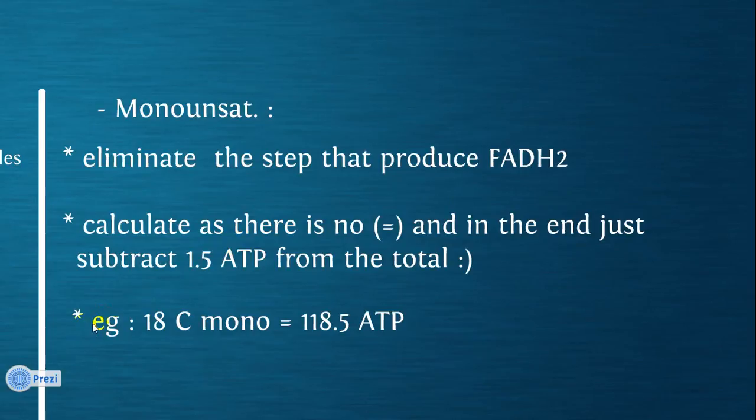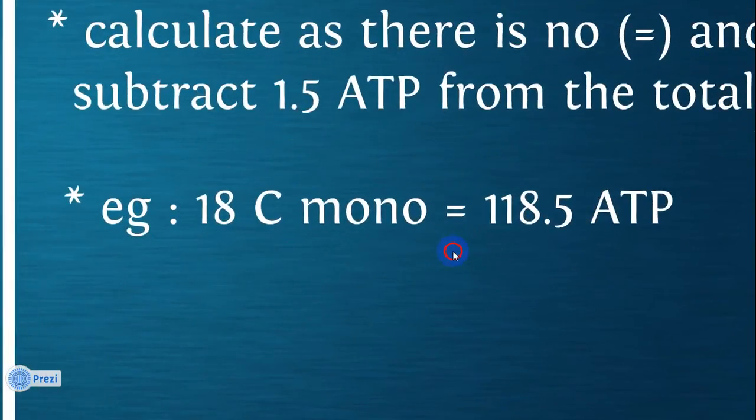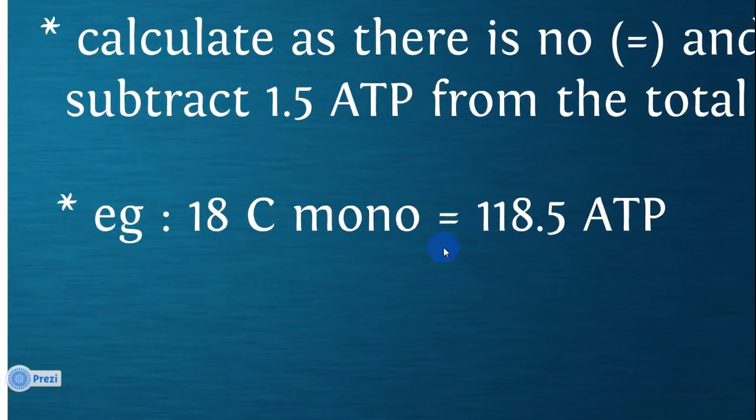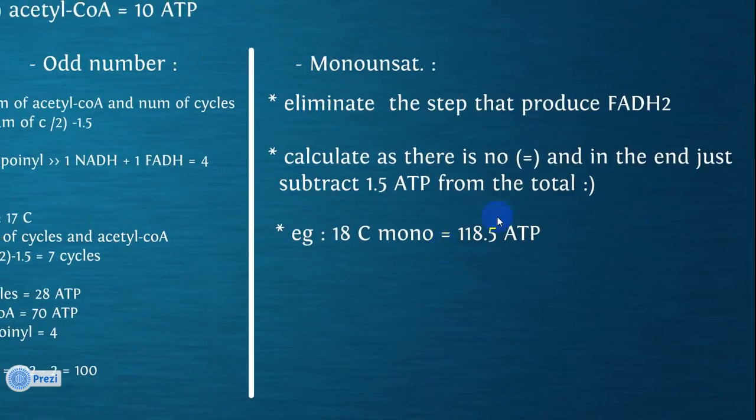For example, for an 18-carbon monounsaturated fatty acid, we saw that the total for the even-numbered one was 120. But if you want to calculate it for the monounsaturated one, it will be 118.5. Okay, so this is all about the final exam material. Best wishes for all of you.